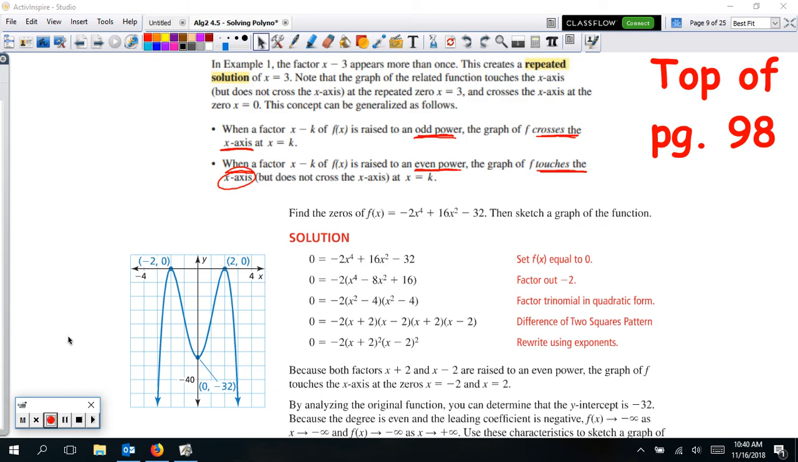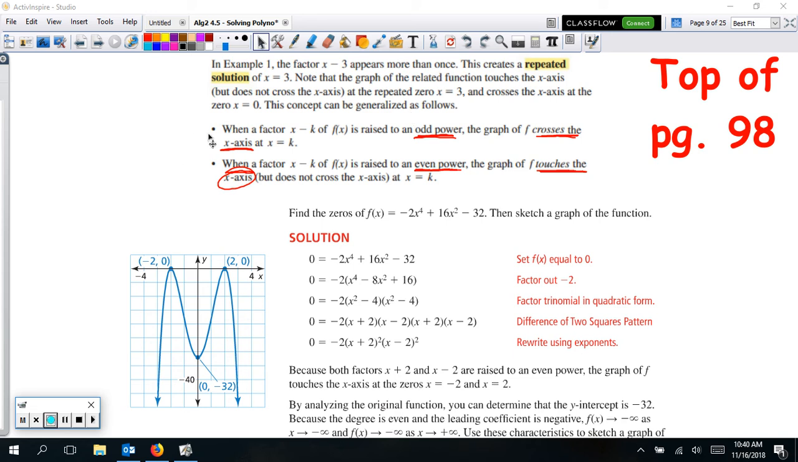Okay, so this next section of problems is going to require us to do a little bit of graphing. We are going to solve them just like we did, but we're also going to graph and sketch the graph as well. So there's just the top of page 98. If you go over there, you look at the vocabulary word. The vocabulary word says repeated solution, and that's just when a factor appears more than once. You can write that down.